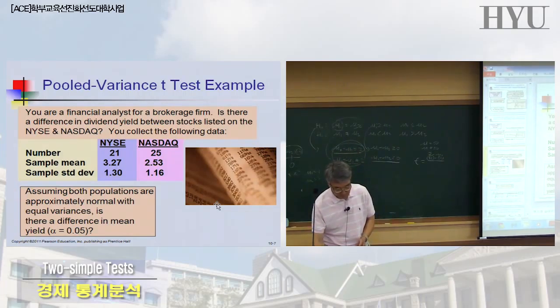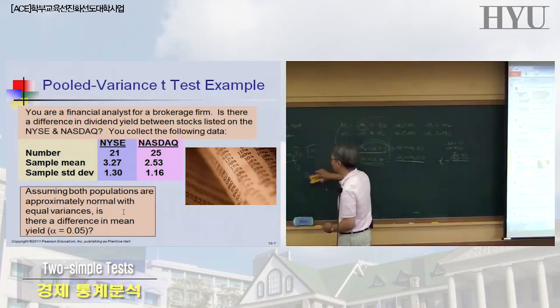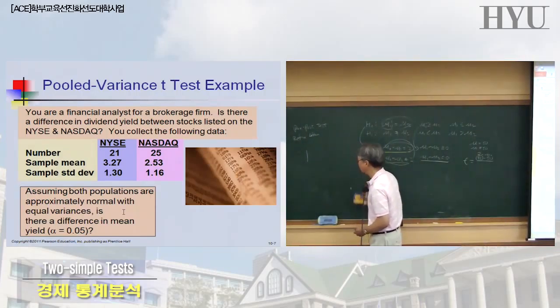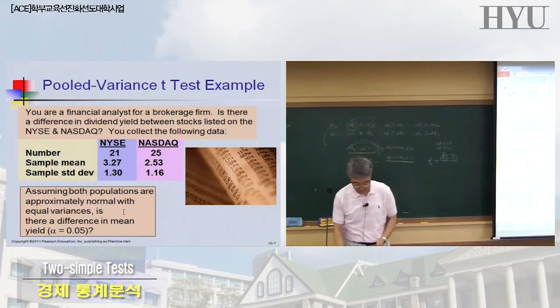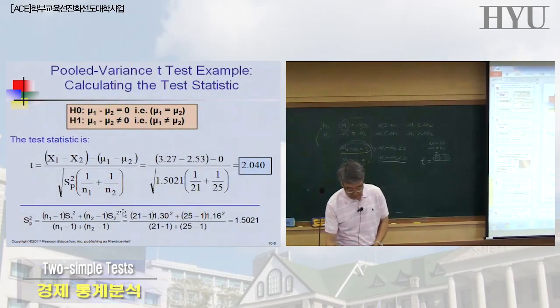Anyway, so here we have 21 stocks from NYSE and 25 stocks from NASDAQ, and the sample mean and standard deviation came out like this, right? So can we claim that the average population dividend yields are equal or different? You can do that test at the 0.05 level. So the null hypothesis claims that mu1 minus mu2 is equal to 0, or this, right?